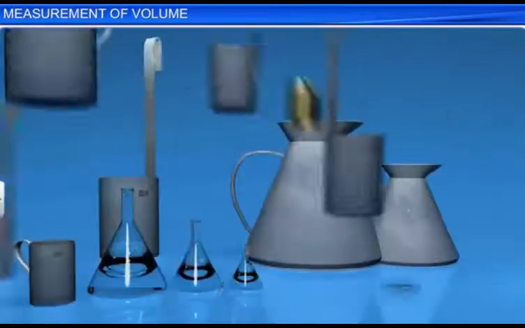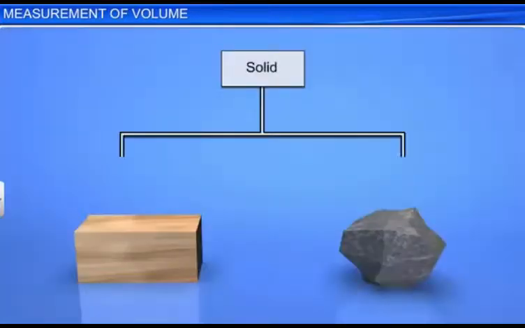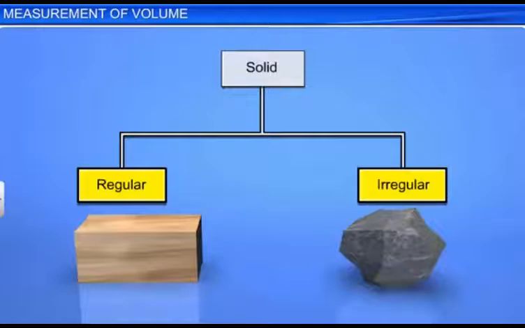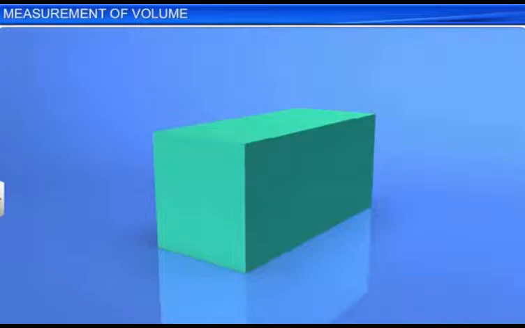There are many other devices to take fixed volume of liquids. They are the conical flask, measuring vessel, etc. Coming to solids, they are regular or irregular in shape. If a given solid substance is regular in shape, its volume can be found by measuring its dimensions and substituting the values in the formula for volume of the corresponding shape. Let us see the formulae for the volume of some regular shaped objects.